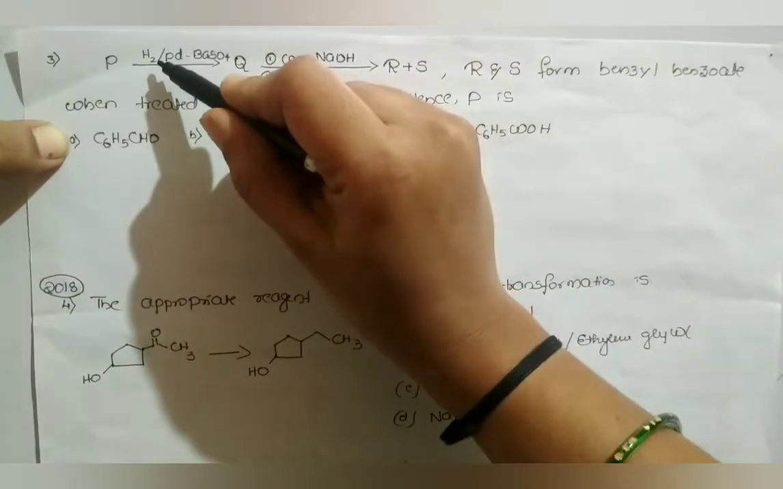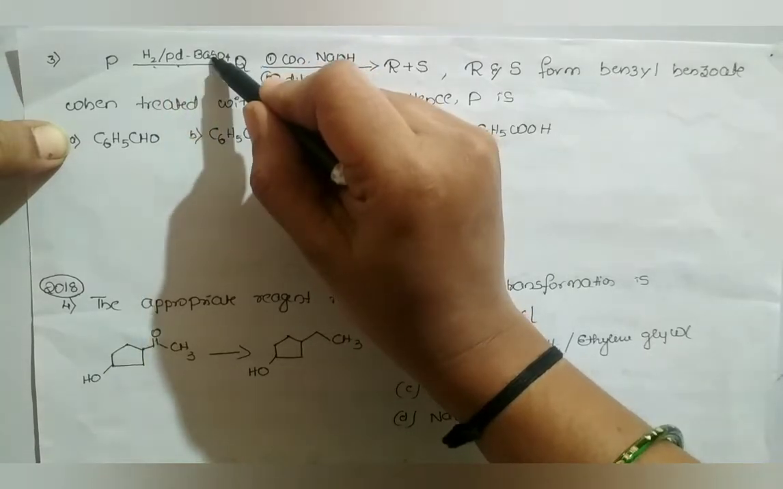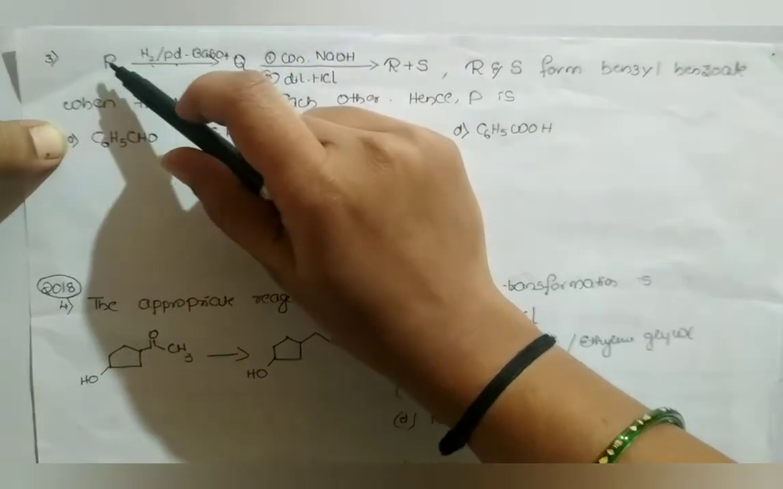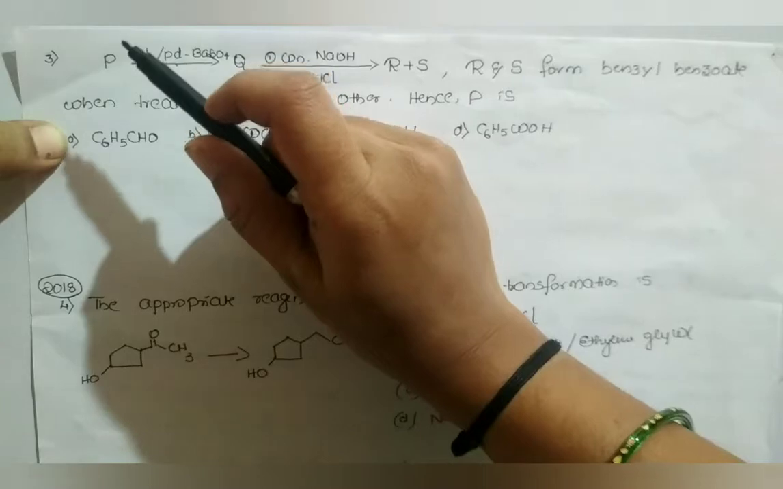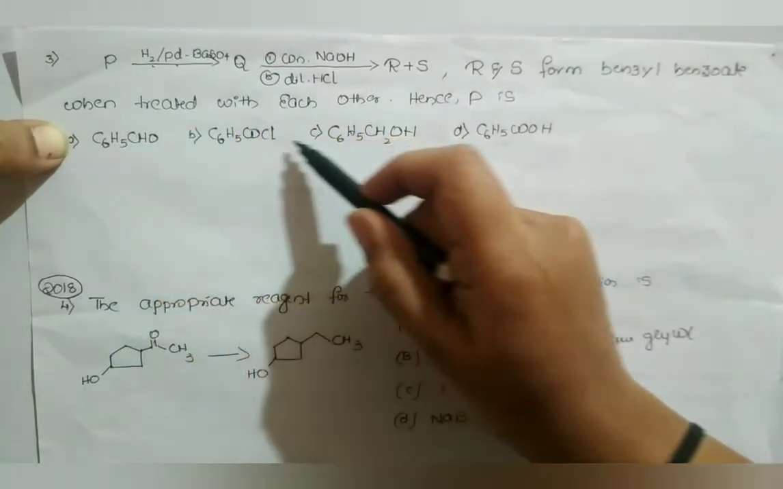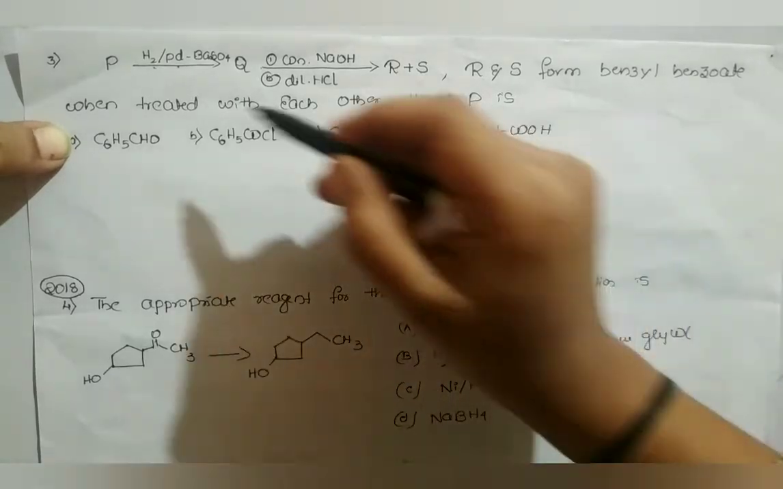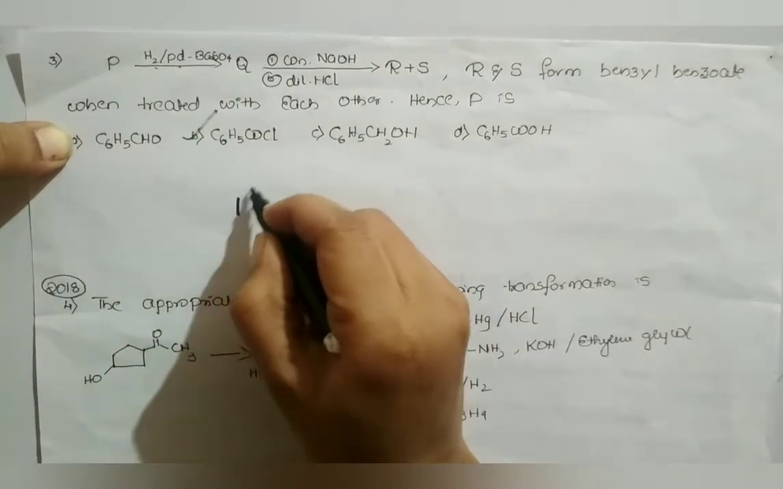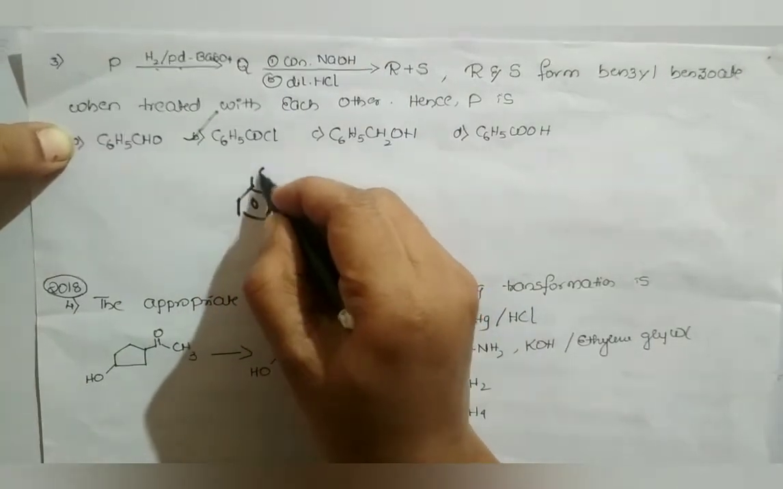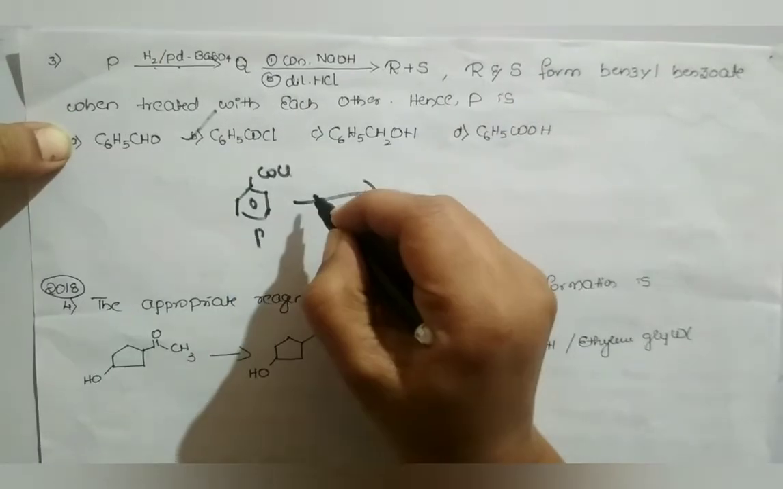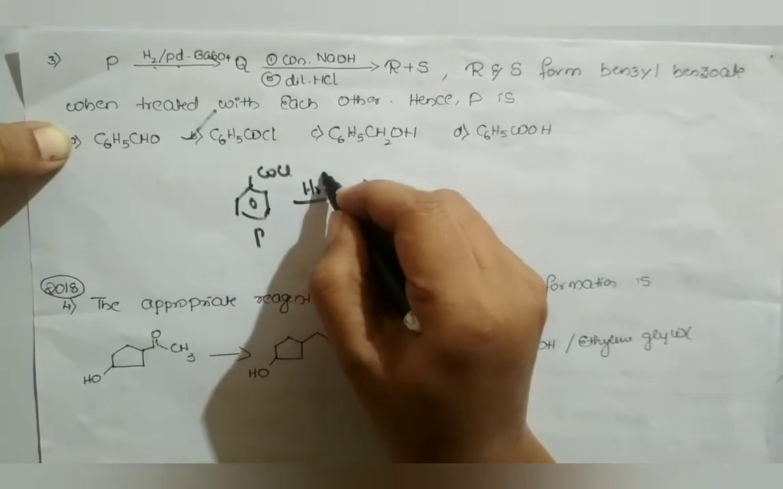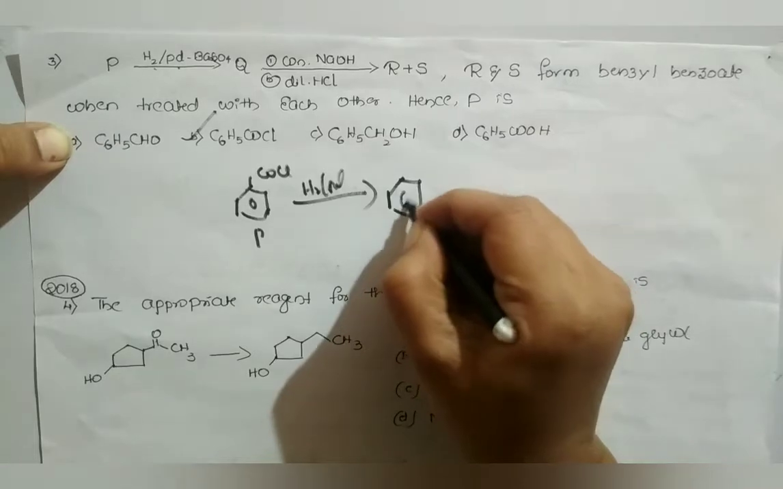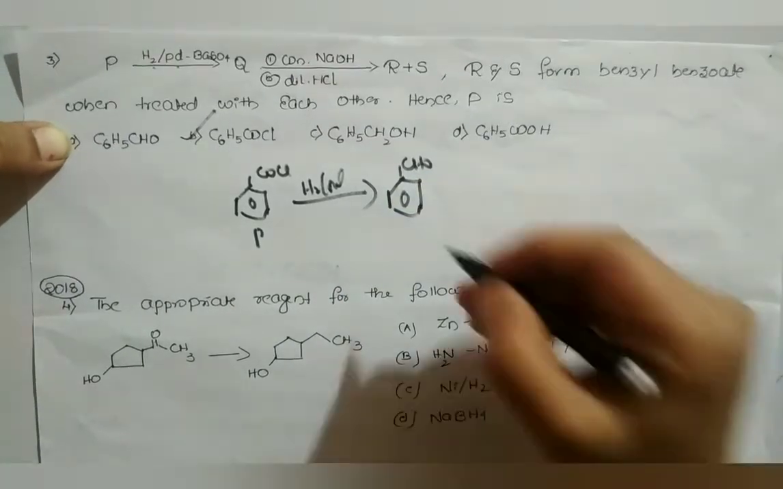If you know the role of hydrogen over palladium and barium sulfate, where exactly it is used, it is a Rosenmund reduction reaction. So what is the reactant we're going to use here? That is acyl chloride. Among the 4 options, it is option B, which we're going to call an acyl chloride. So P that we are using is this acyl chloride. I'm going to show this is P. Here, when it is treated with hydrogen over palladium, it's a Rosenmund reduction reaction. The product will be the respective aldehyde. This is the Q we are getting.